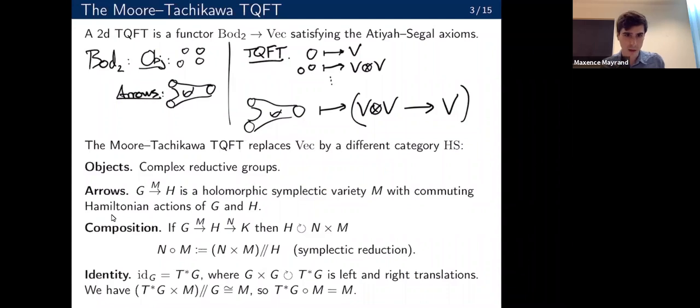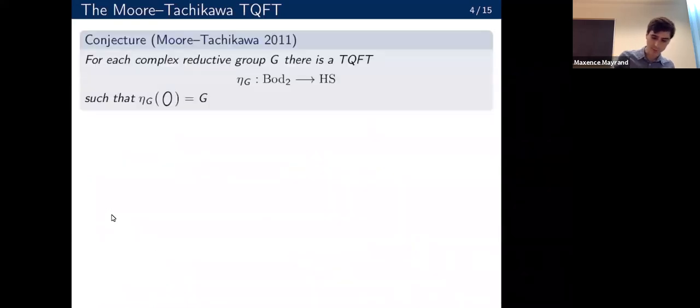Okay, so that's a genuine category, a category of holomorphic symplectic manifolds. And the conjecture by Moore and Tachikawa is that for each complex reductive group G, there is a topological quantum field theory with target this category. And there are some properties that this quantum field theory has to satisfy. First of all, the object, the circle, which is the generating object in this cobordism category, you have to send it to something. You say map it to the choice of complex reductive group G.